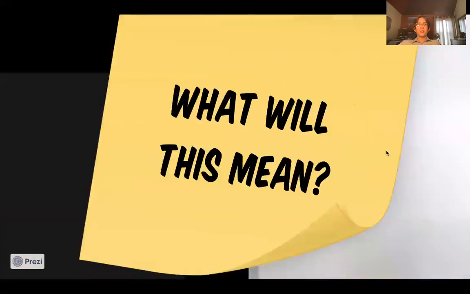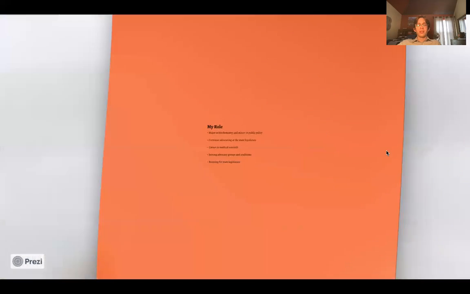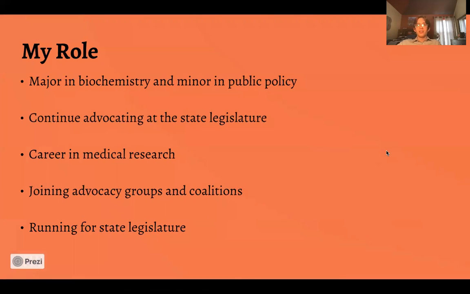And so what is my role going to be in this? How will I play into this? Well, as of right now, my plan is to be going to the University of Chicago, where I'll be majoring in biochemistry and doing a minor in public policy. It's just a really great way for me to blend these two passions that I have, I feel like. But in terms of right now, I can continue to advocate at the state legislature.